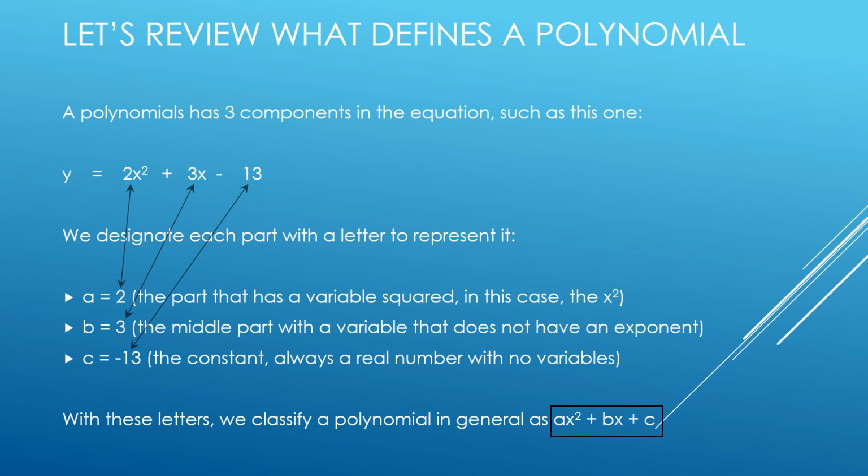The a goes in front of the squared component, in this case the 2x squared, and a equals 2 in this case. The b goes in front of the single variable, in this case 3x, so b equals 3. And then c is the constant, in this case minus 13. In general, we classify a polynomial in this form as ax squared plus bx plus c. And these letters representing the numbers will help us determine how the polynomial works and how to factor it.